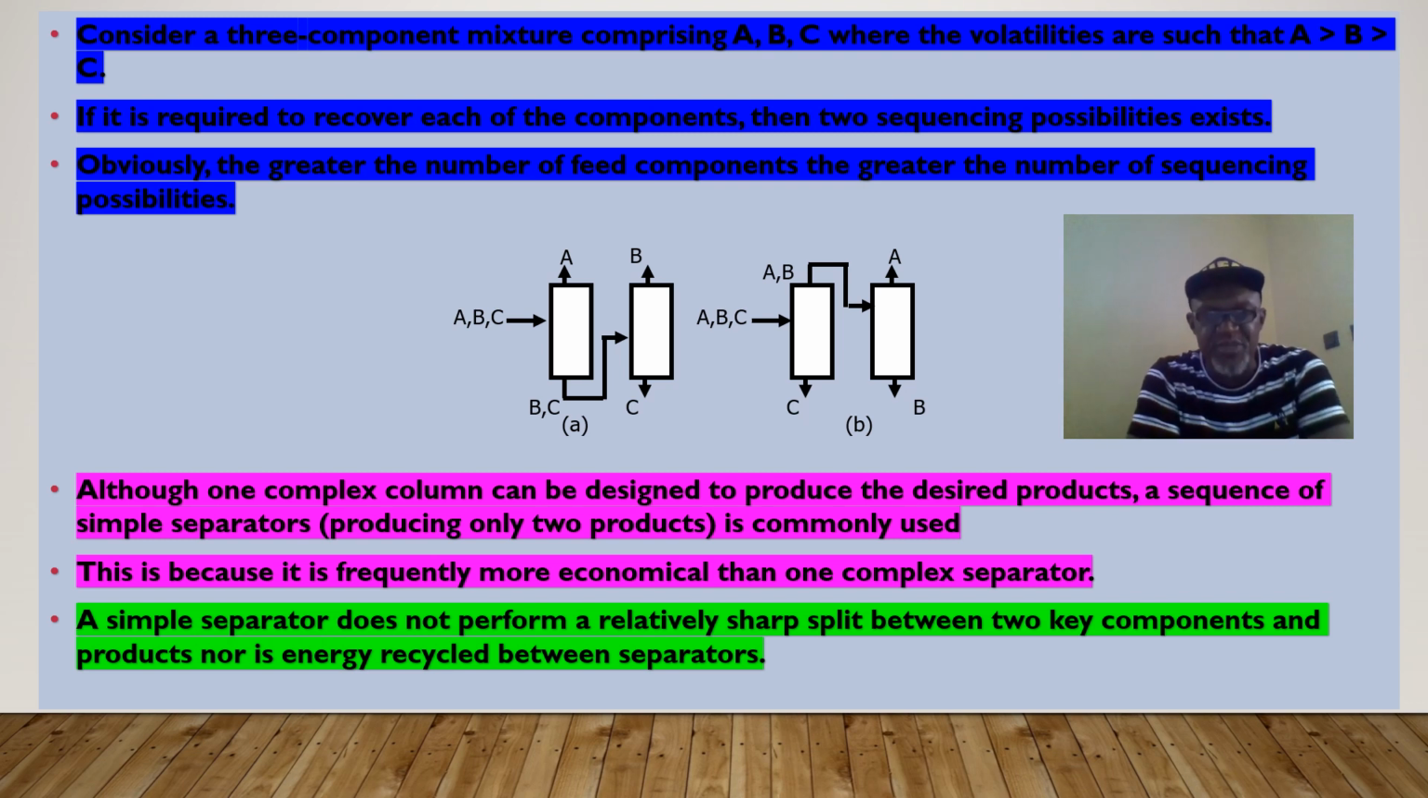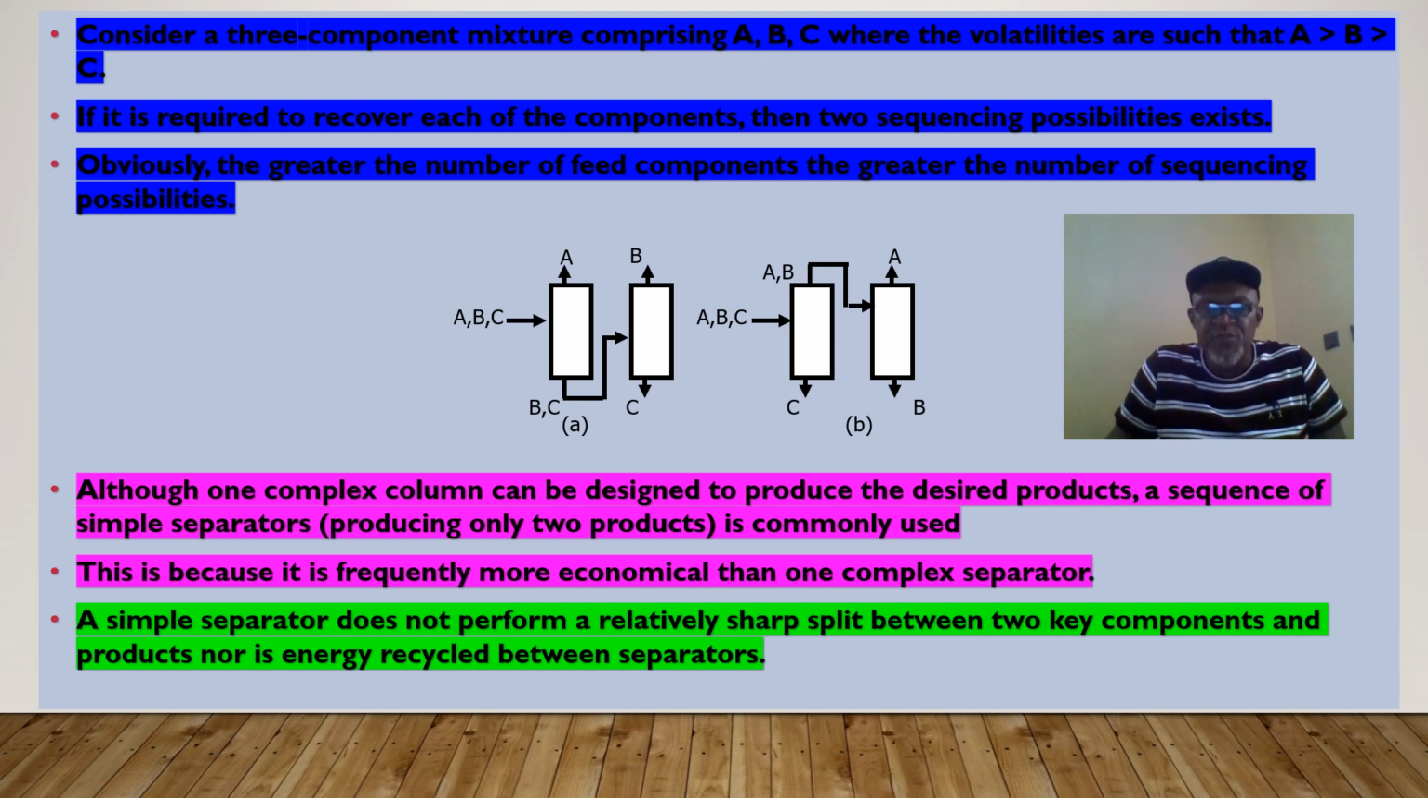Now look at A. The first thing that happens is A, B, C comes in. Remember the volatilities, A is greater than B, greater than C. When it comes into the first column, A is separated, then B and C remain. A is more volatile, so A goes up first. B and C come out from the first column and go into the second column, and B is now removed and C remains as what we can call the residue. So you see A goes up first, then B follows, and then C, because of volatility differences.